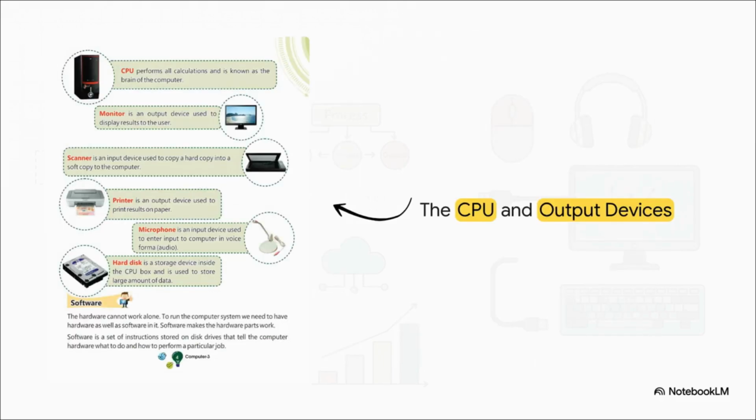Now, what's super interesting here is how the CPU sits right in tandem with our output devices. The CPU, or Central Processing Unit, acts as the absolute brain of the computer, processing all the calculations. But once it actually does the math, it needs a way to show us the results. And that is exactly where output devices come in, like a monitor displaying your screen, or a printer giving you the results on a piece of paper.